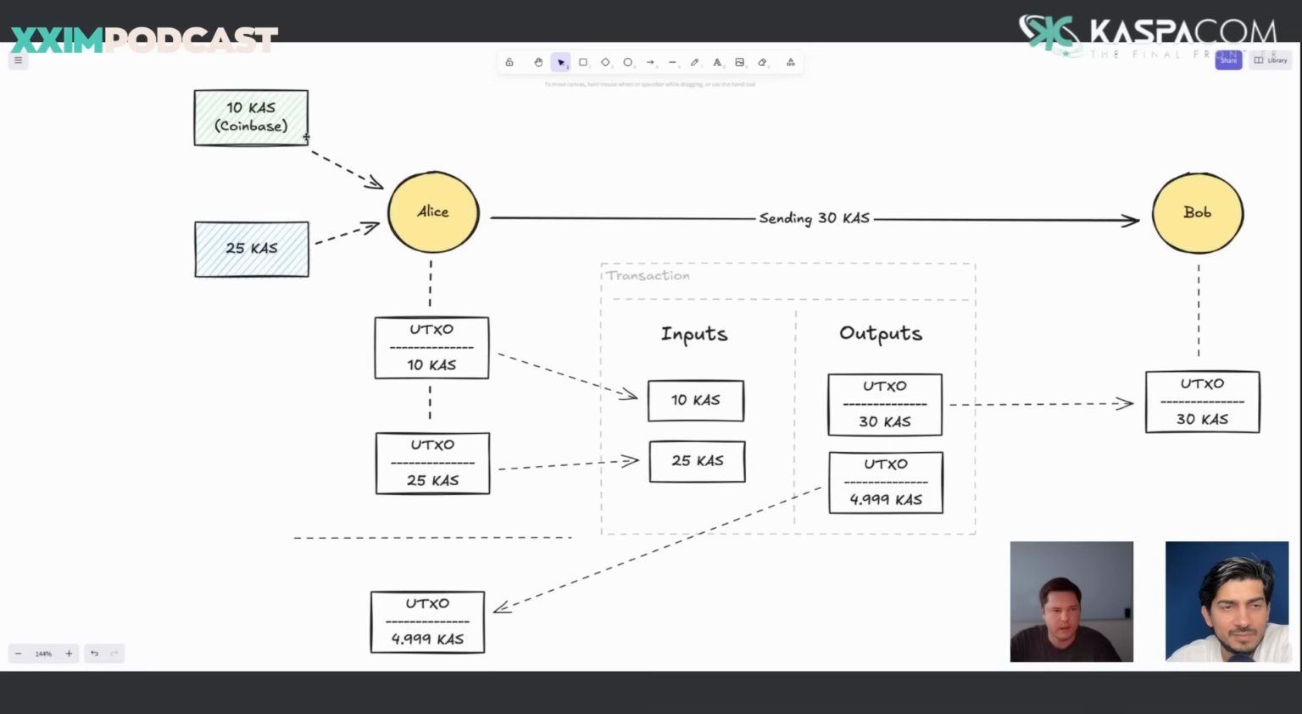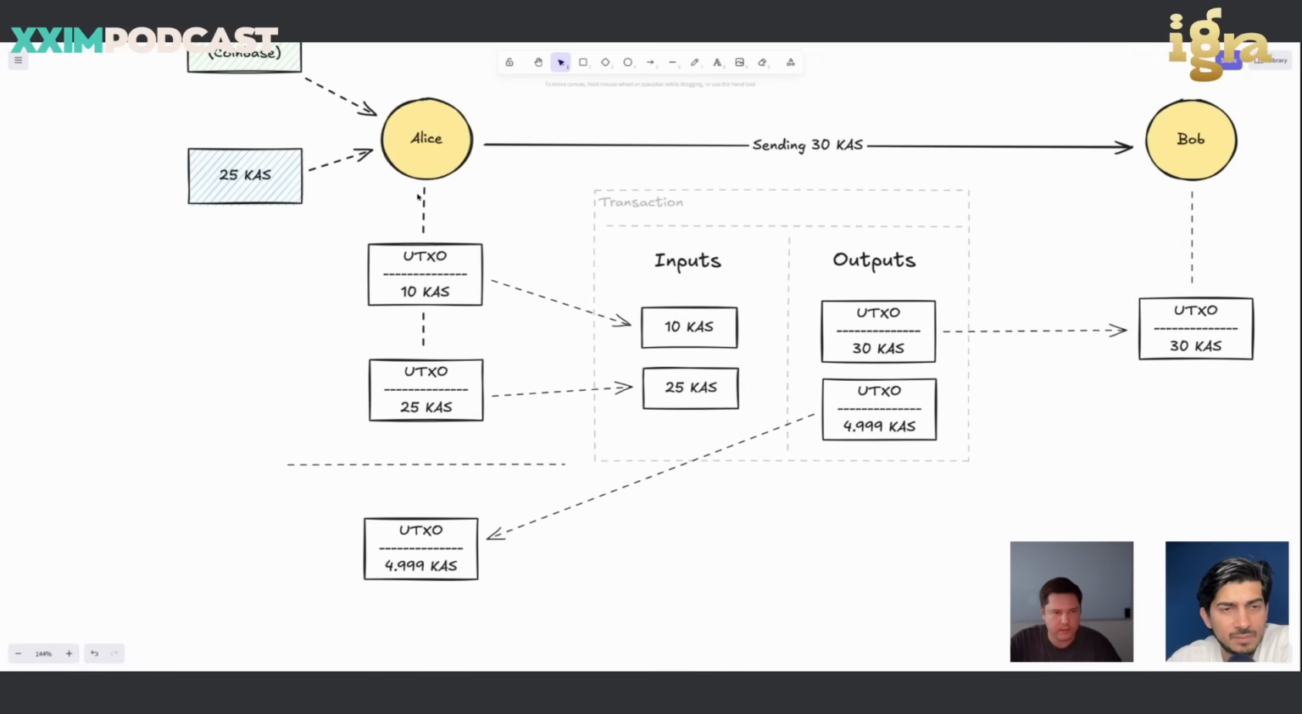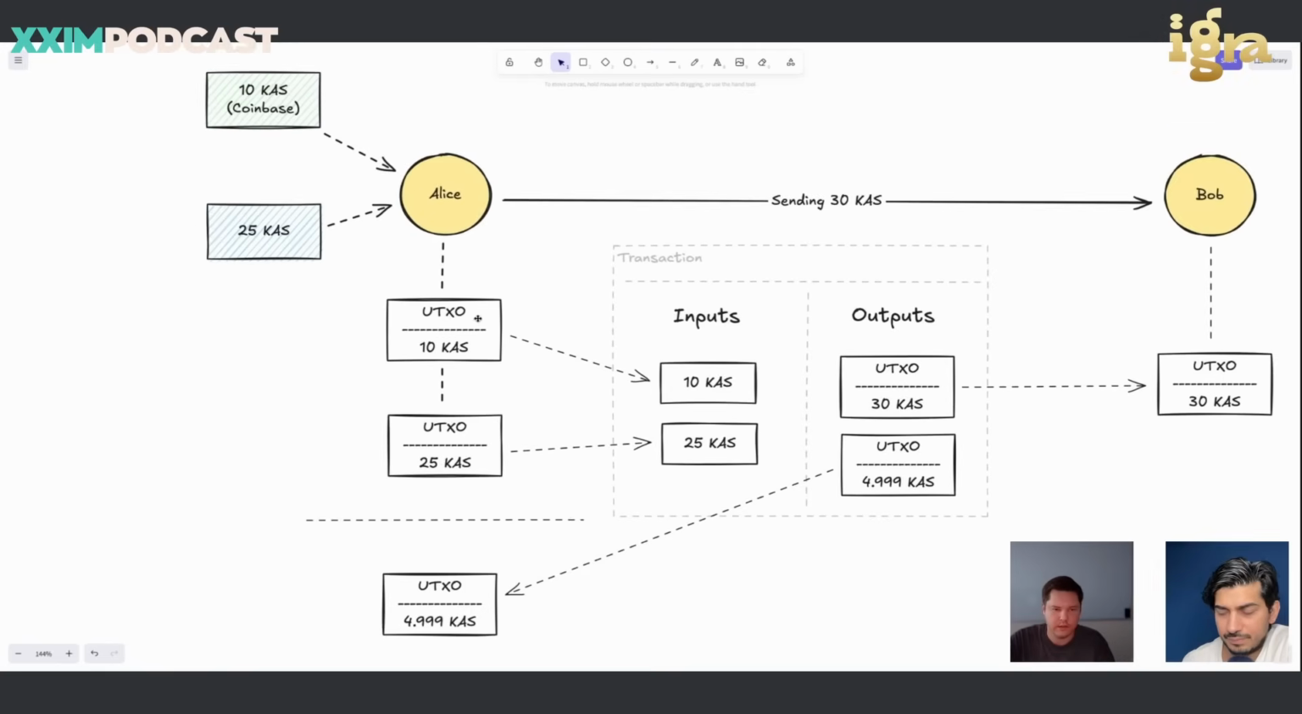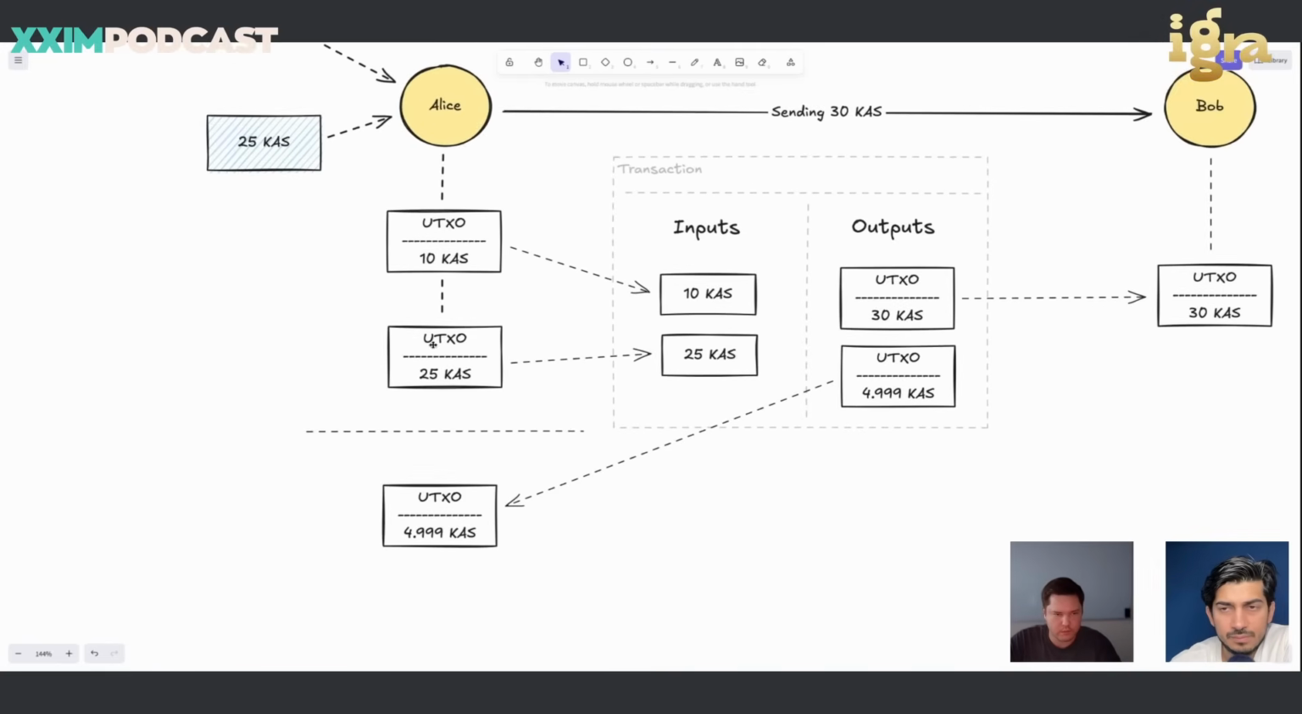So for example, let's say Alice already got from somewhere in the past 10 Kaspa, like a Coinbase transaction. So Alice has her own miner, for example, and this is the mining reward. And somebody else sent 25 Kaspa to Alice. So what in the end this does is that on Alice's wallet, we have right now 2 UTXO. So it's like 2 unspent transaction outputs. Whenever you get something, that becomes an unspent transaction output. So it's like a transaction output from another transaction that you haven't spent yet. So we have 2 of them. One is 10 Kaspa, another is 25 Kaspa.